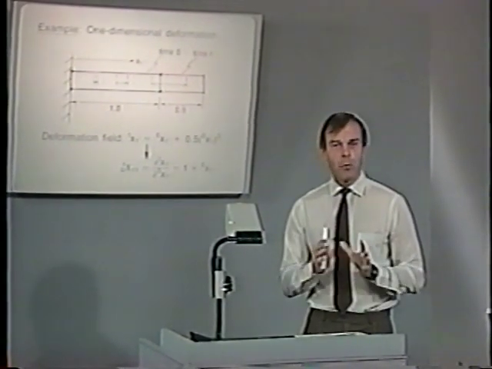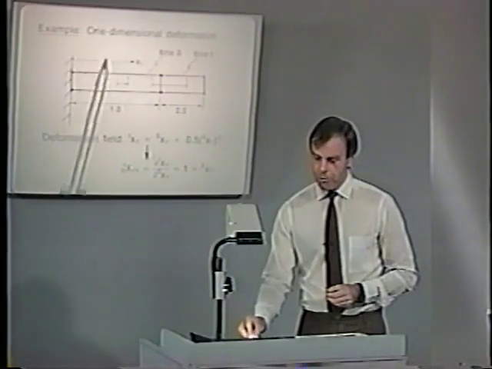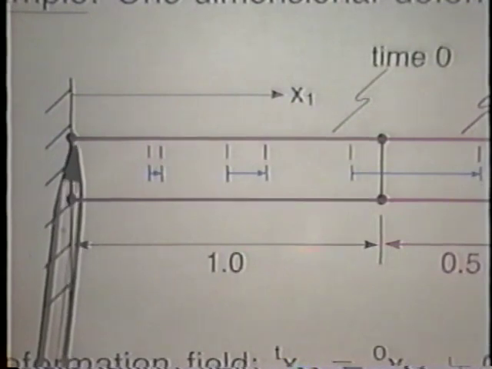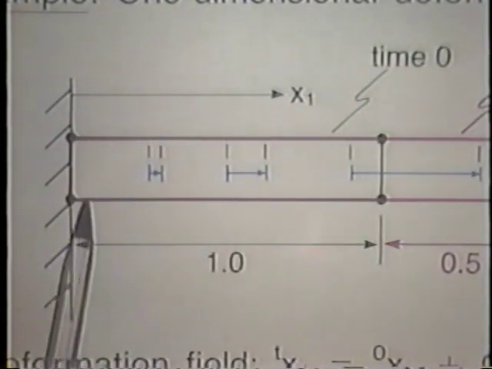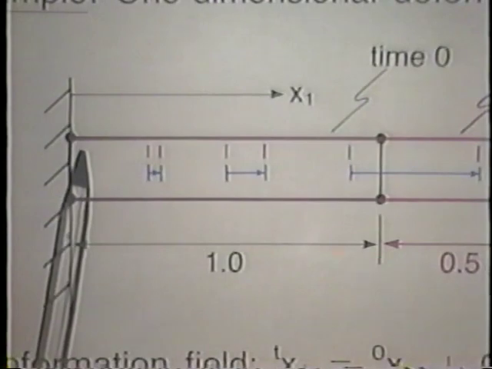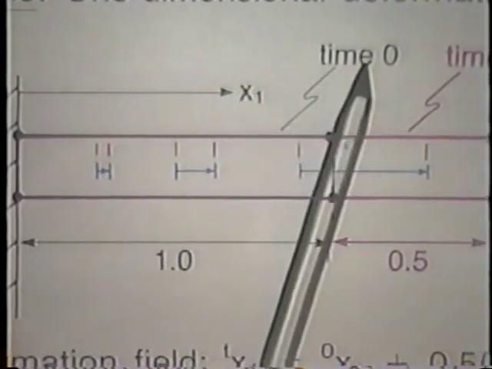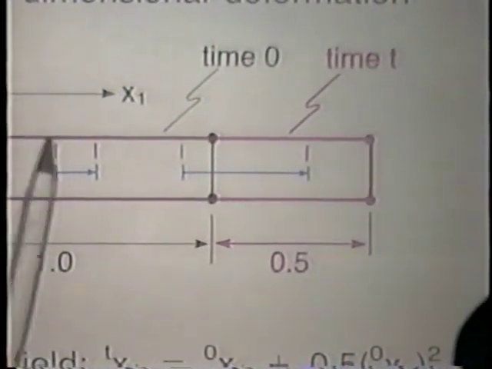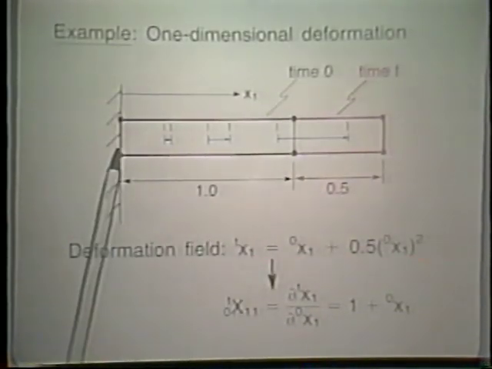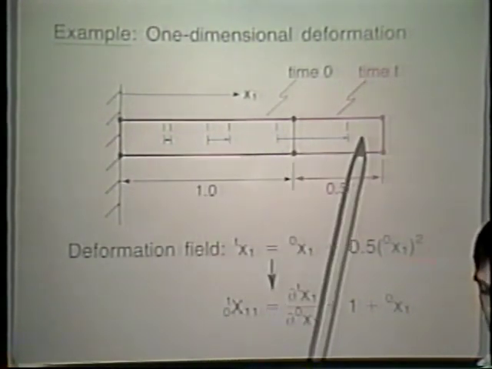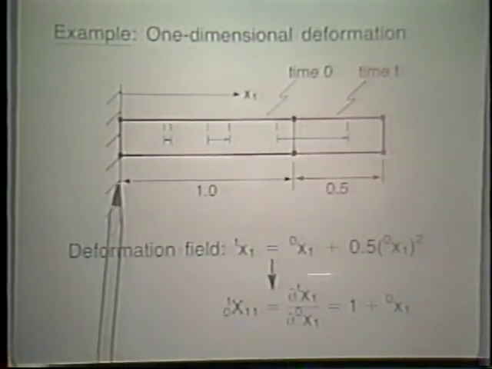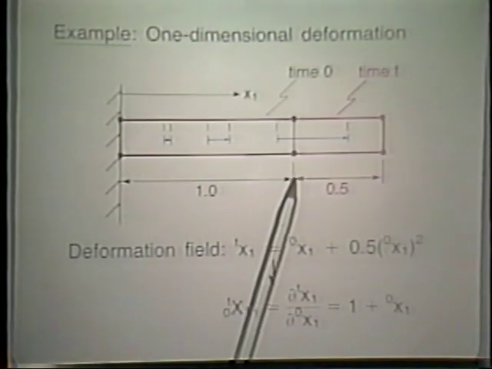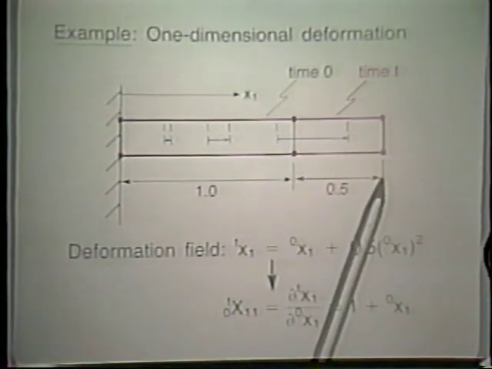And here we have a very simple example. It's a one-dimensional deformation. We start off with this piece of material, a rectangular piece of material, and that piece of material is stretched out from time 0 to time t into this red configuration. Quite a bit of stretching, but the motion is simple because it's a uniaxial motion. Notice the original length of this piece of material is 1, and this side here moves out 0.5.